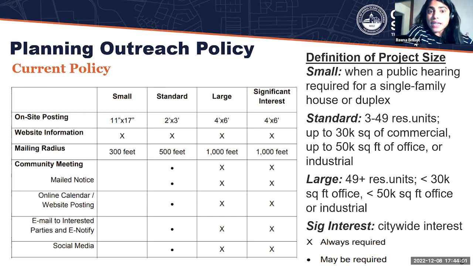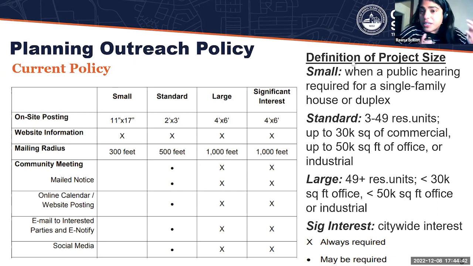And then there is a caveat for something called significant interest. That's when the project is more than just its size. It could be of interest to the entire city. So that's where the caveat comes in if it is a significant interest project. You'll notice that the requirements for large and significant interest are the same. It just means that a standard project, because it has a citywide implication, could need to do more. And once again, this is all the city's current policy, which was adopted in 2017.